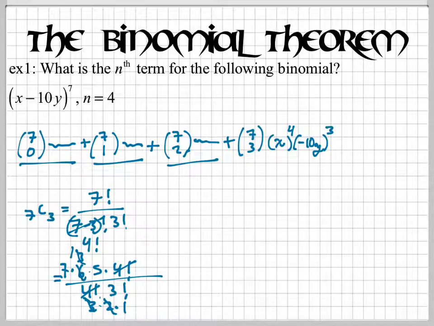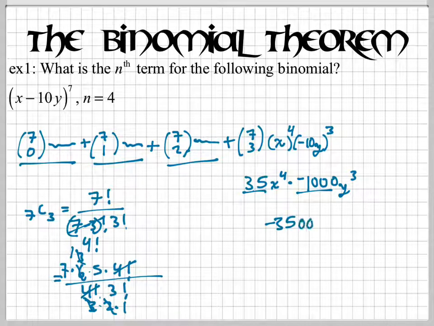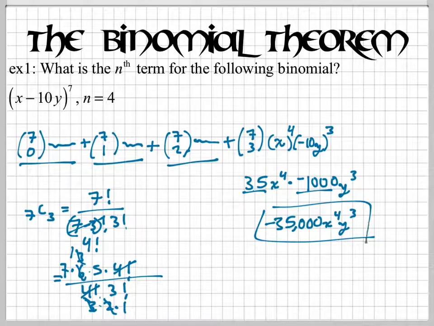So 7 times 5, what will that give us? 35. So we have 35 right here times x to the 4th times... Ooh, what is negative 10 raised to the 3rd power? Well, we know it's negative because that's an odd exponent, and it'll have 3 zeros because it's a 10. And it's y to the 3rd. So then you have negative 1,000 times 35, so you have negative 35 with the 3 zeros on it, x to the 4th, y to the 3rd. And that is the 4th term in this binomial expansion.